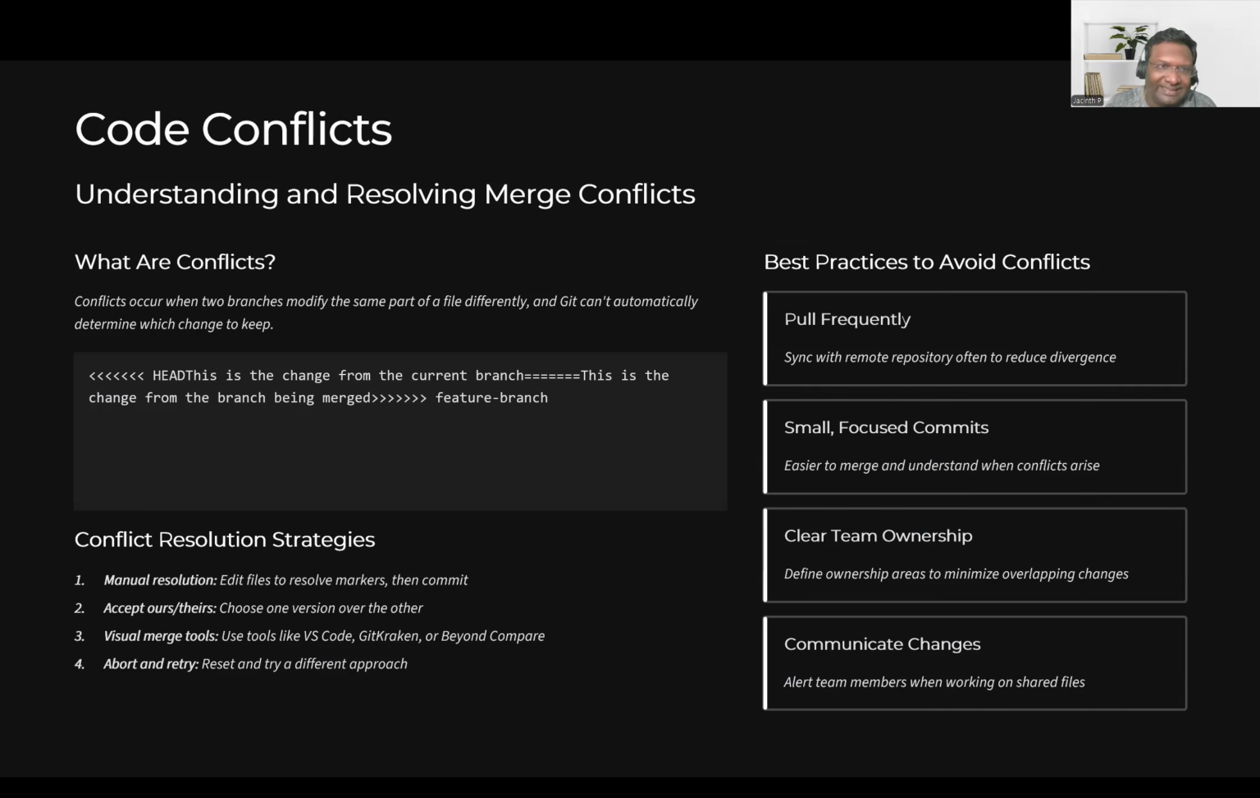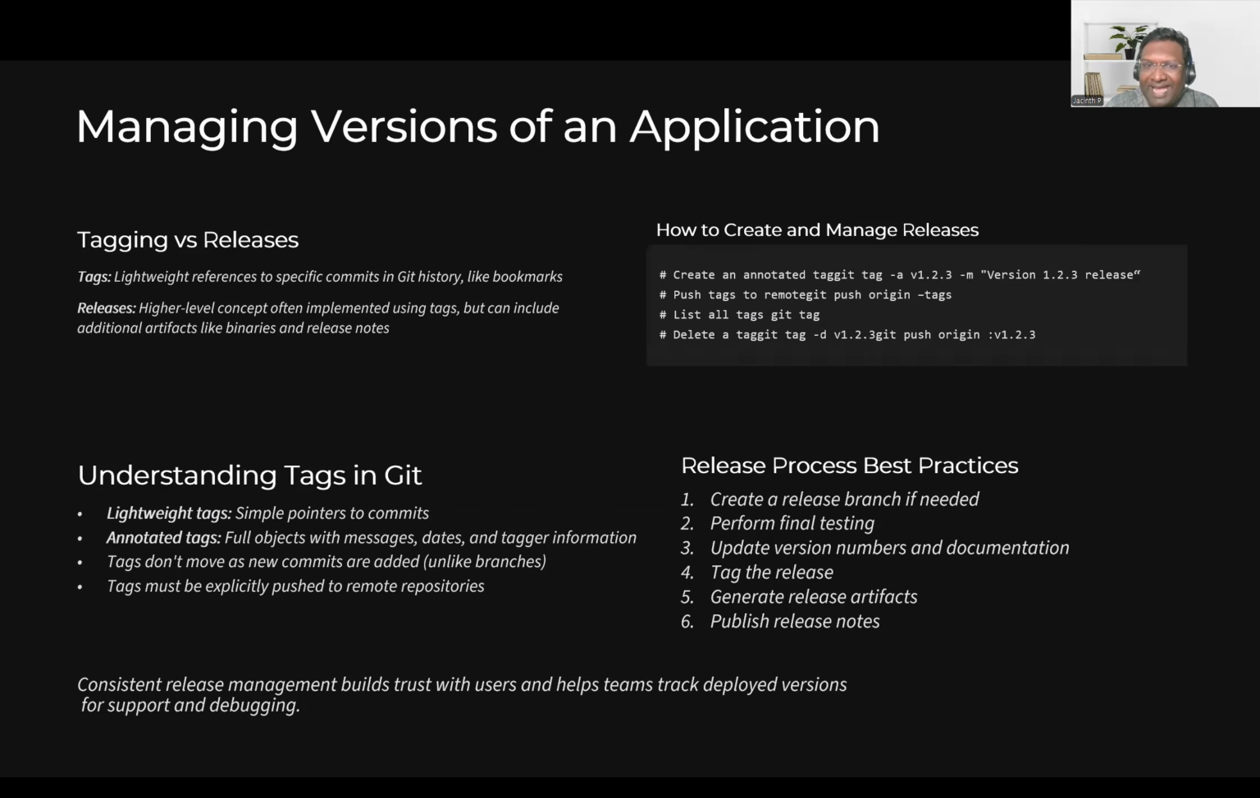Now let's take a step back and look at the big picture. How do we manage different versions of an application? In Git, we use tags to mark specific points in history, like a bookmark. Tags don't move around like branches do. They stay fixed to a particular commit. Release builds on that by packaging not just code, but also artifacts like binaries and release notes.